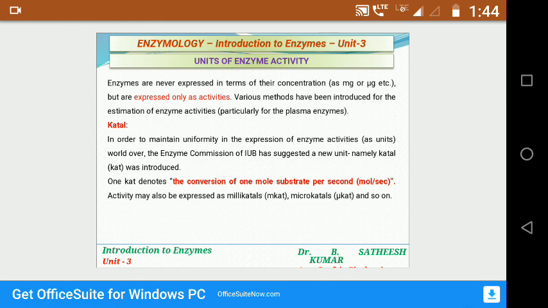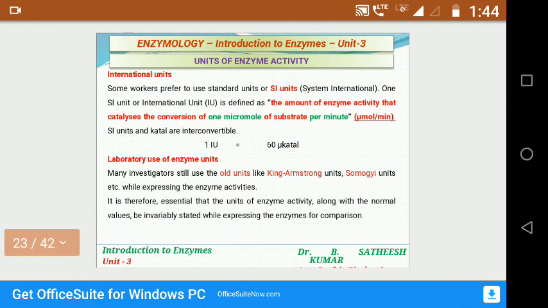Suppose the enzyme is converting 5 moles in 1 second, so that means 5 moles per second. If more enzyme is there, then it may convert 10 moles of substrate to product in the same time. So now the product will be more. So that is why the katal always denotes how much substrate is converted to product in a given time. So that is simply moles per second.